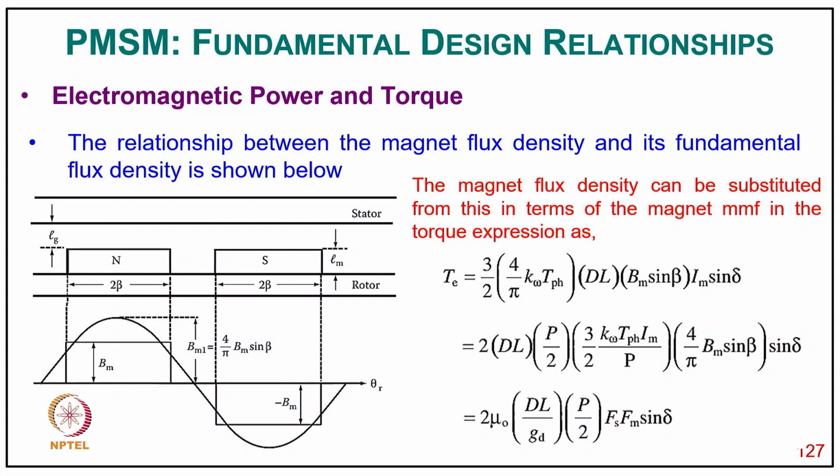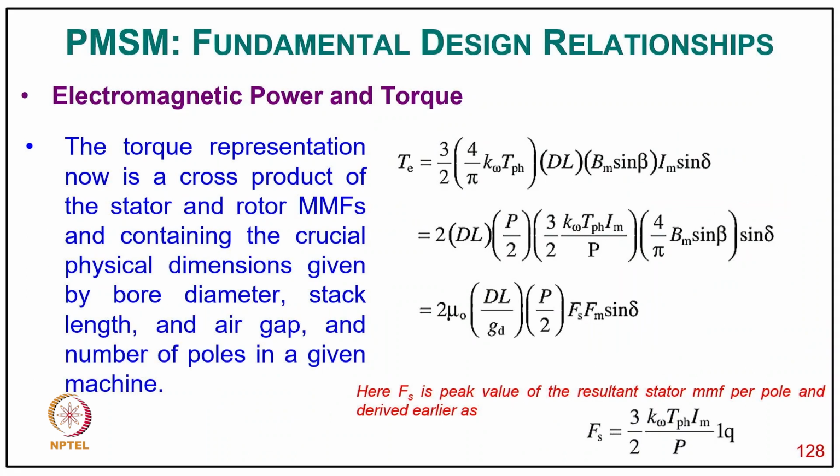As you can see in the diagram, how the quantities are defined. So the torque representation now is the cross product of stator and rotor MF and containing the crucial physical dimensions, given by bore diameter, stack length, air gap, and number of poles in the given machine.